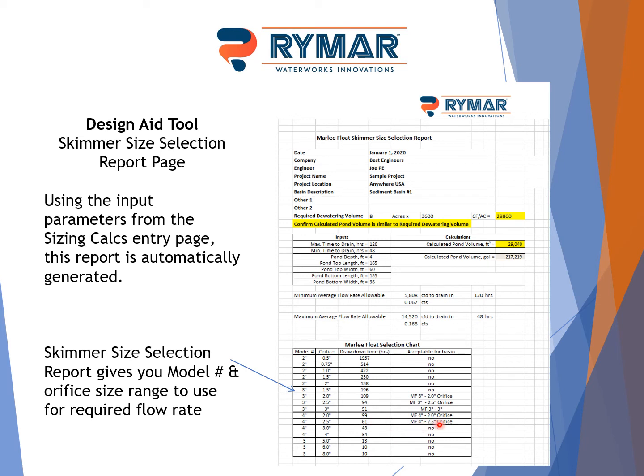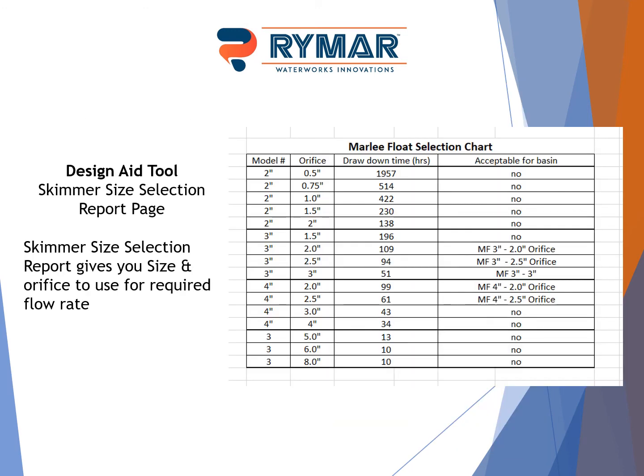than a 4-inch skimmer with a 2.5-inch orifice. However, the 3-inch skimmer with 3-inch orifice will drain in 51 hours, which is faster than either of the 4-inch options in this case. So again, it's important to look at the time to drain and the skimmer options to pick the one that is best suited based on your specific site conditions. And this is just a blow up of that chart just for easier ability to read it.